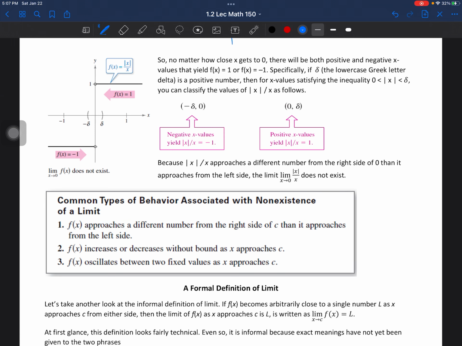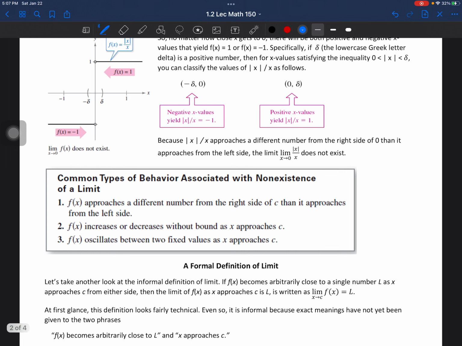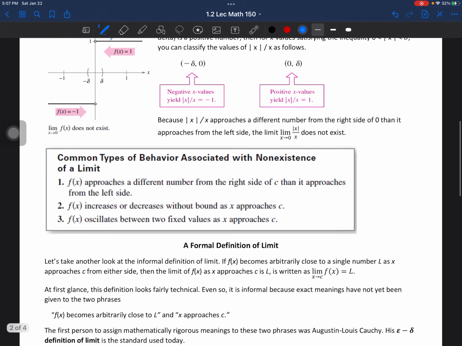We have now defined the limit. We know when a limit exists and when a limit does not exist. We said the limit exists when the value of the function as x approaches c from both sides approaches the same value. It has to approach L, some specific value. If it approaches two different values, then that means the limit does not exist.